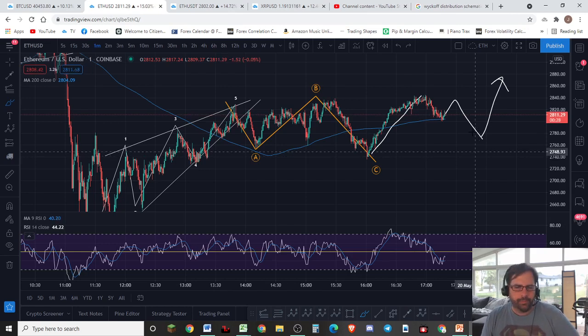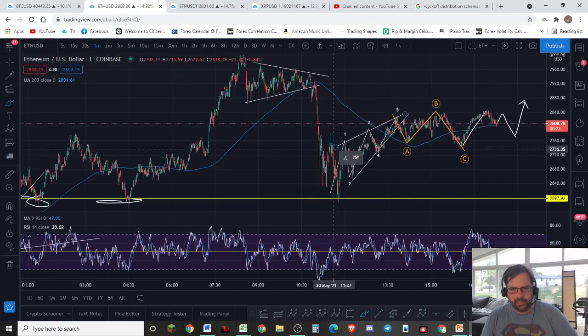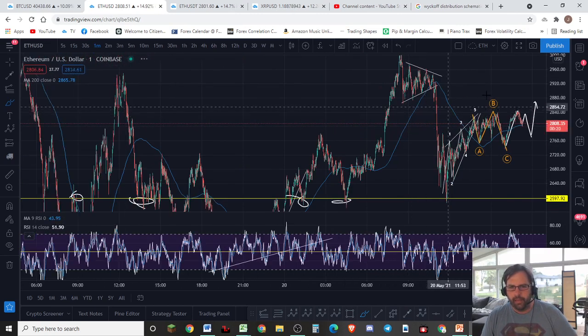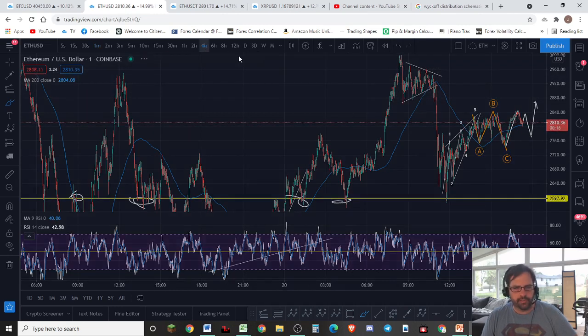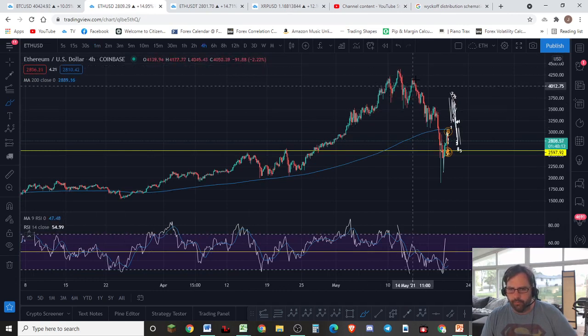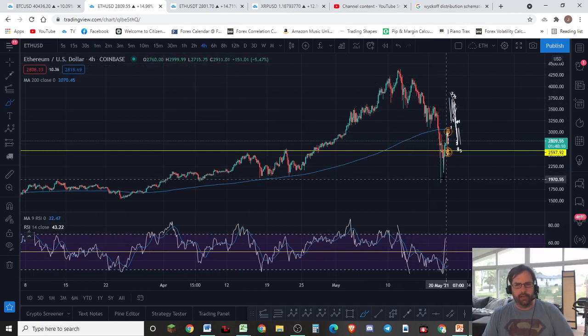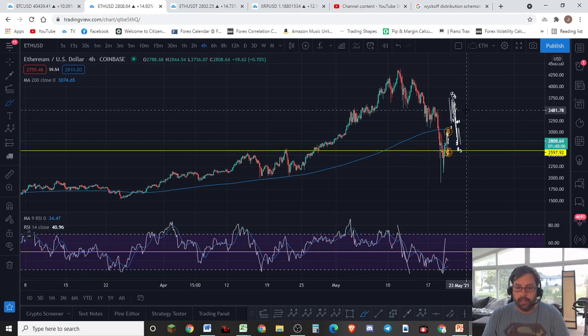Anyway, that's the way I'm looking at the charts, guys. This does look like a leading diagonal here, off the bottom. Let's zoom out just a little bit. We had a really big dump here. It was looking more impulsive than three waves to me, guys. Looking more like an impulse than three waves.